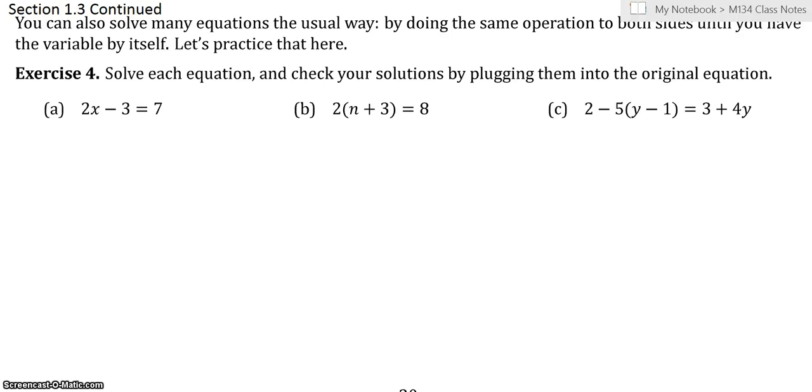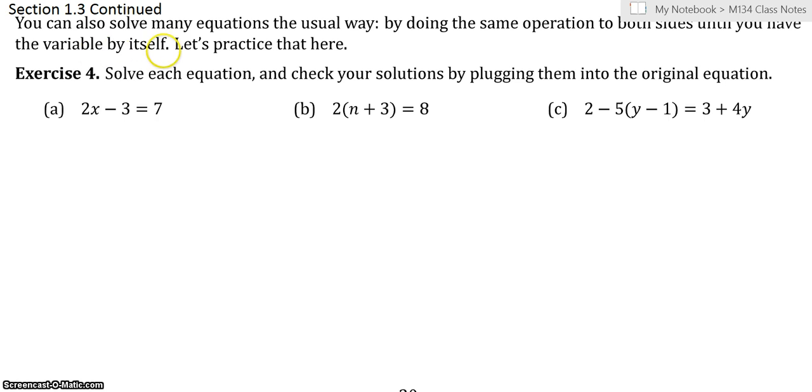Hello again. This video is a continuation of section 1.3, and we're going to start with an exercise this time where you're going to try first. This exercise is a review from section B.1, so you should be able to do it.